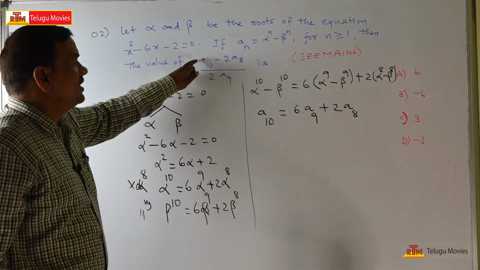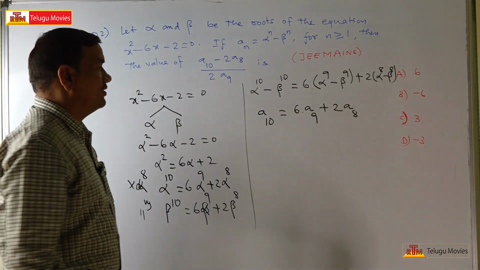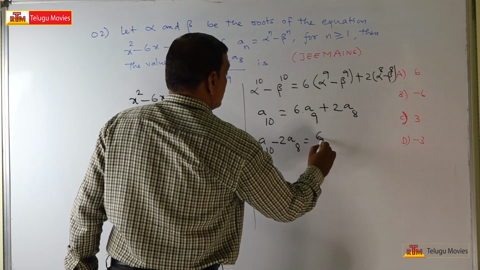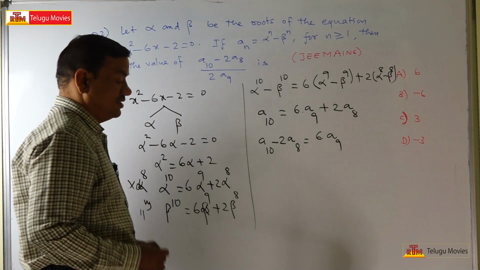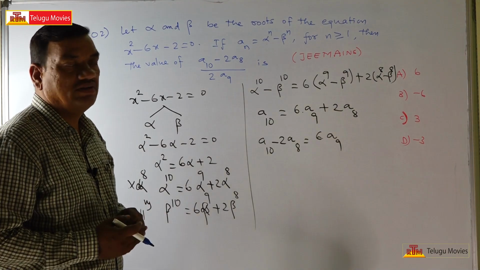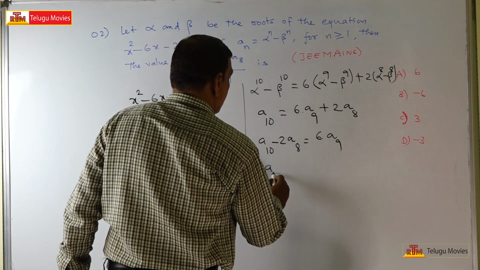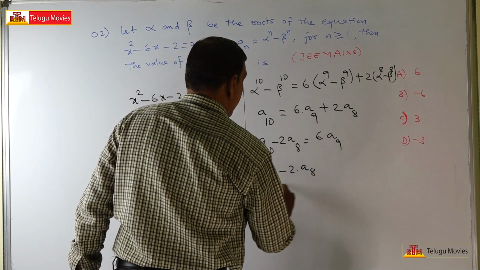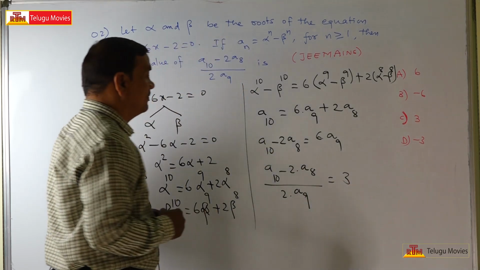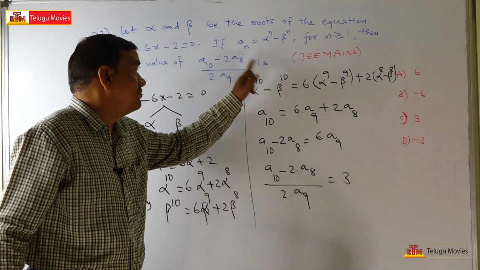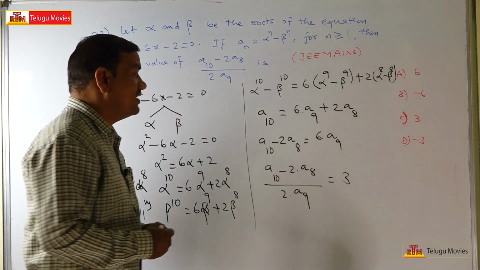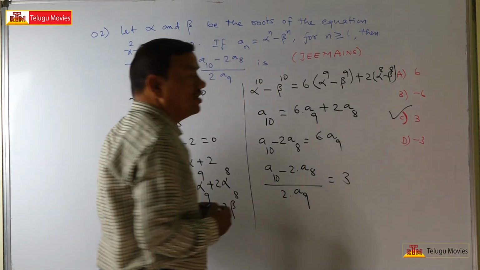See the answer, a10 minus 2 times a8. So, bring this to this side: a10 minus 2 a8 is equal to 6 times a9. Okay, now we want 2 times a9. So, divide with 2 times a9. This is (a10 minus 2 times a8) by 2 times a9 is equal to 3. Therefore, option C is your right answer.